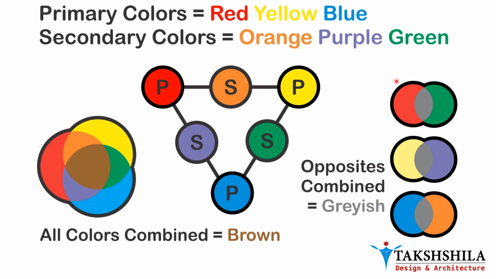So in this picture we can see that when we are combining two complementary colors, red and green, we are getting the grey color. Similar is the case with yellow and blue and orange. There is also one more important thing: when we combine all the primary colors like red, yellow and blue and secondary colors orange, purple and green, we get brown color. But when we combine opposite colors on the color wheel, which are also known as complementary colors, we get grey color.